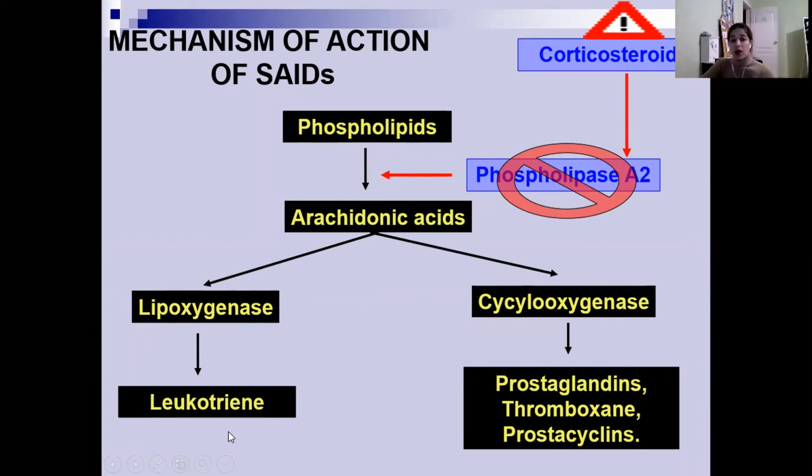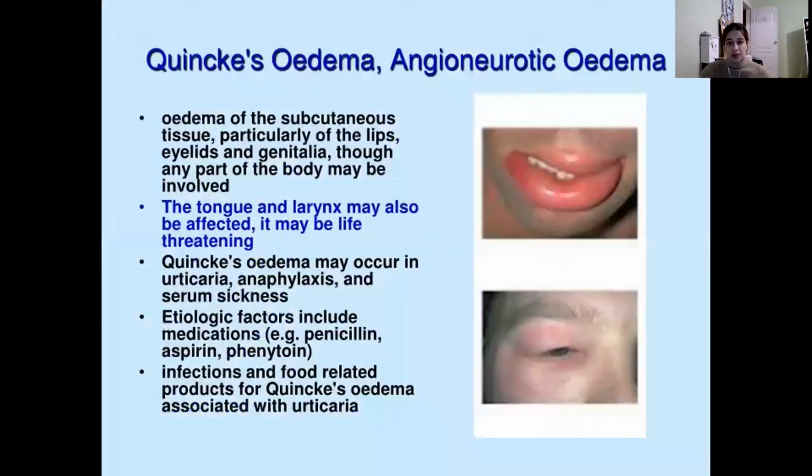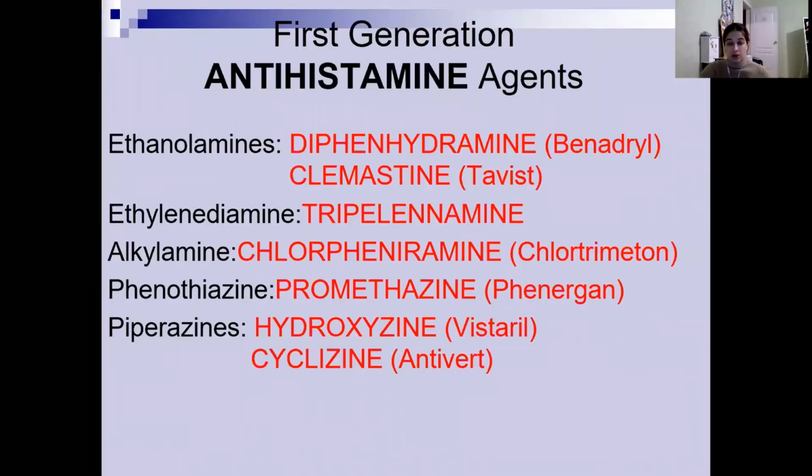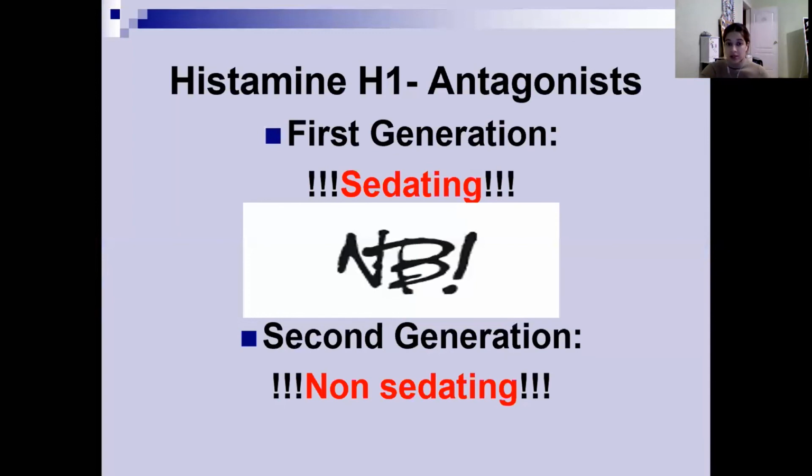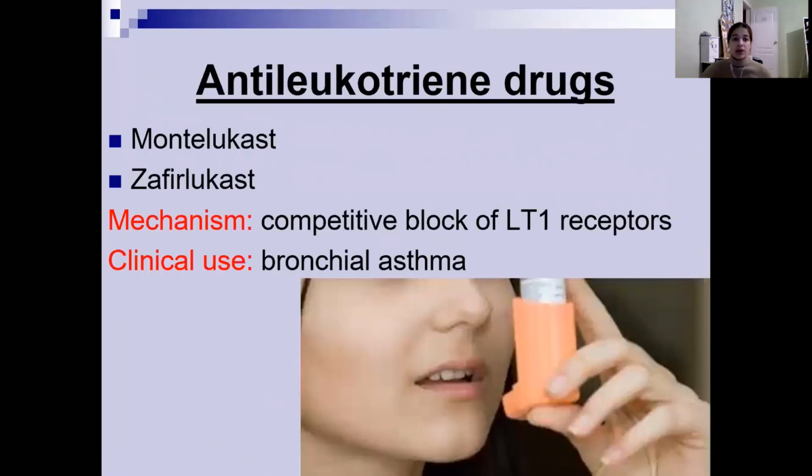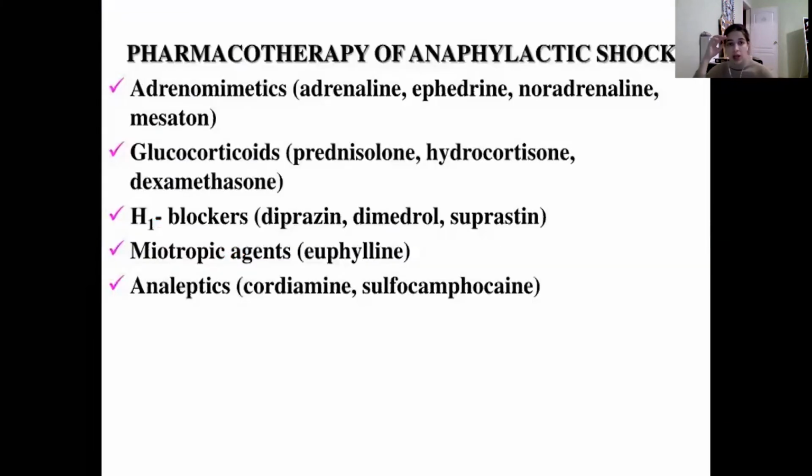Leukotrienes are also mediators of allergy. They can make our bronchi constrict. That's why we also use drugs against leukotrienes as anti-allergic drugs. They are montelukast and zafirlukast. The mechanism is competitive blocking of leukotriene 1 receptors in the bronchi, and they are used for bronchial asthma treatment. The effect of these drugs is against bronchoconstriction.